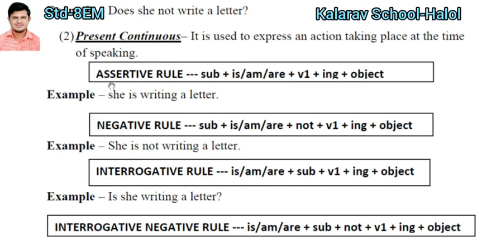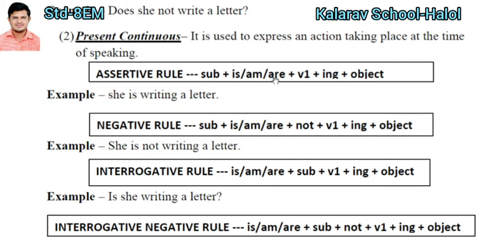According to the different types of sentences, the sentence formation of the present continuous tense is given here. Number 1 is the assertive rule. In an assertive sentence, first the subject will come, then am, is, are.